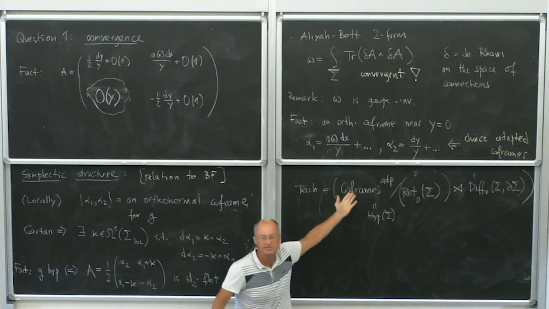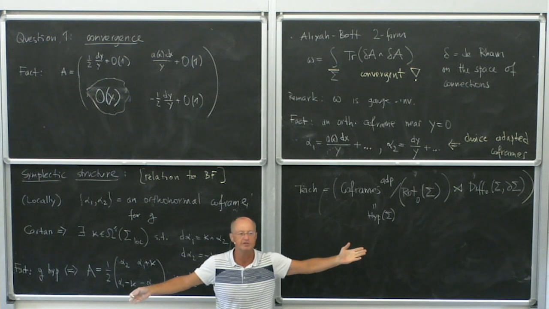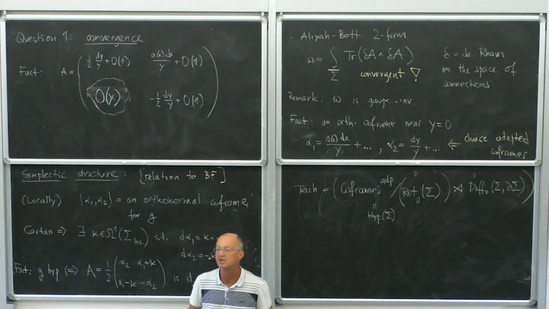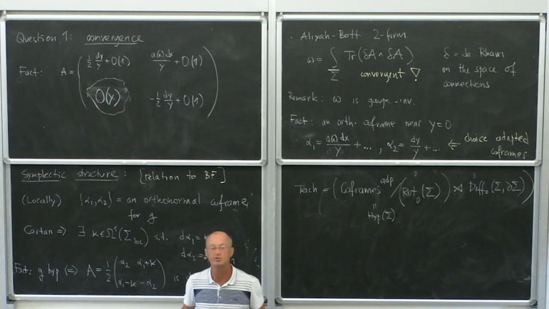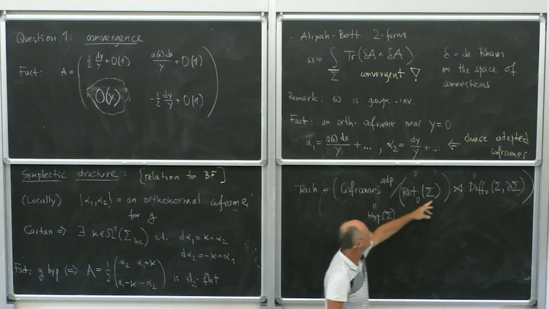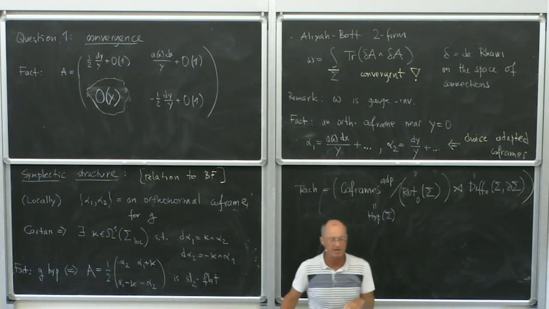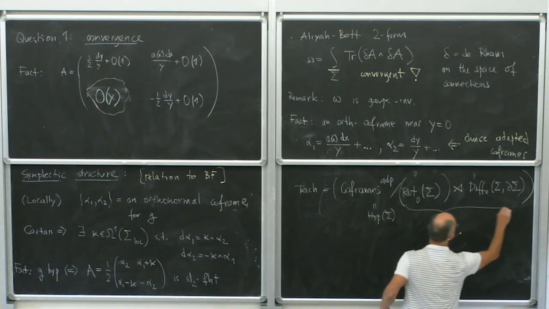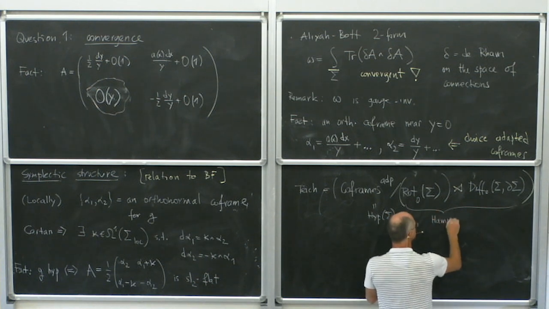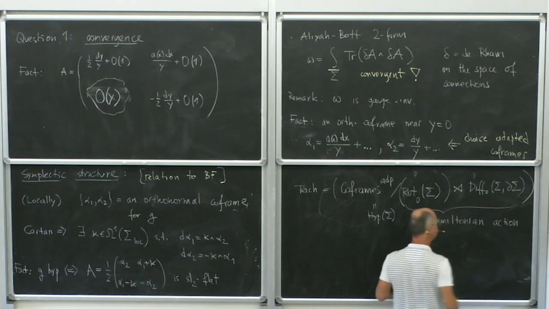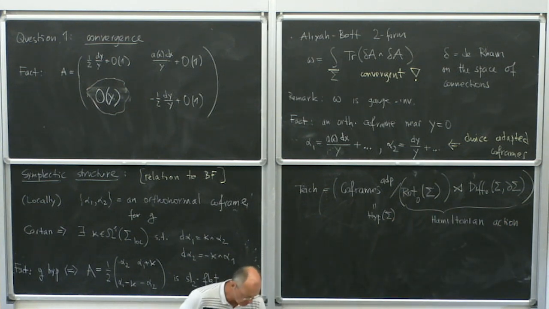Okay, so does it descend? Maybe, of course, you probably already know the answer, right? Otherwise, why would I be making such a story? The Atiyah-Bott two-form does not descend. Now, okay, but there is good news. Those two groups, they act in a Hamiltonian fashion.